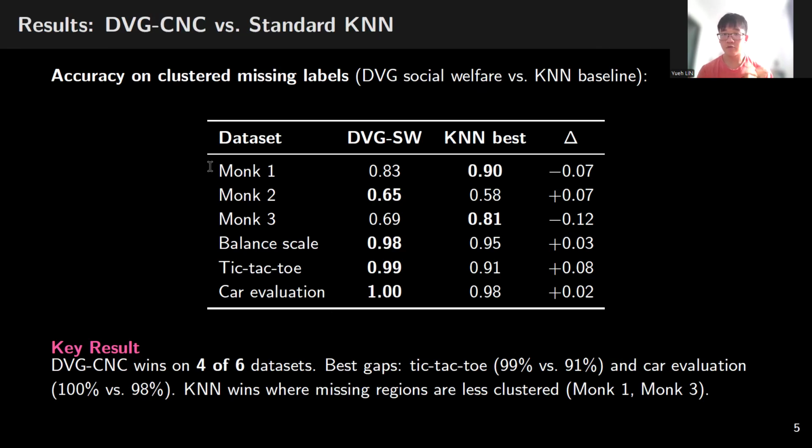We got 4 data sets out of 6 in which the voting game model outperformed the KNN model. The 2 largest gains are tic-tac-toe and car evaluation. In this case, KNN wins on Monk 1 and Monk 3. Those data sets have weaker clustering structure, so the joint imputation advantage shrinks and standard KNN competes on equal footing.